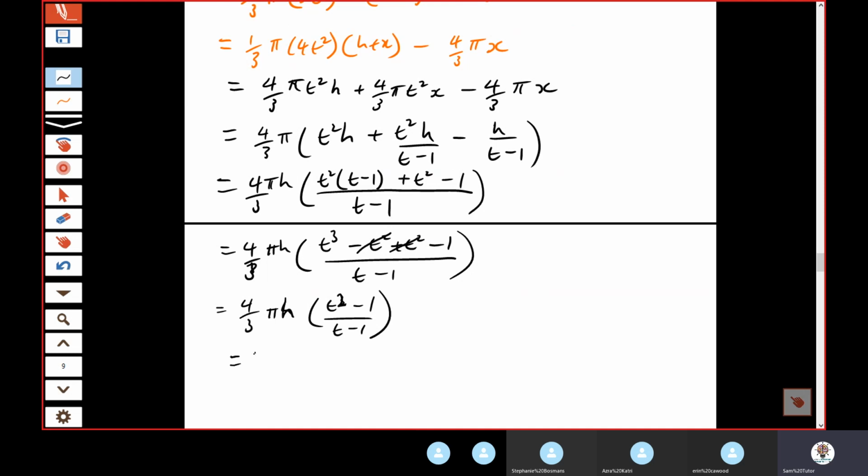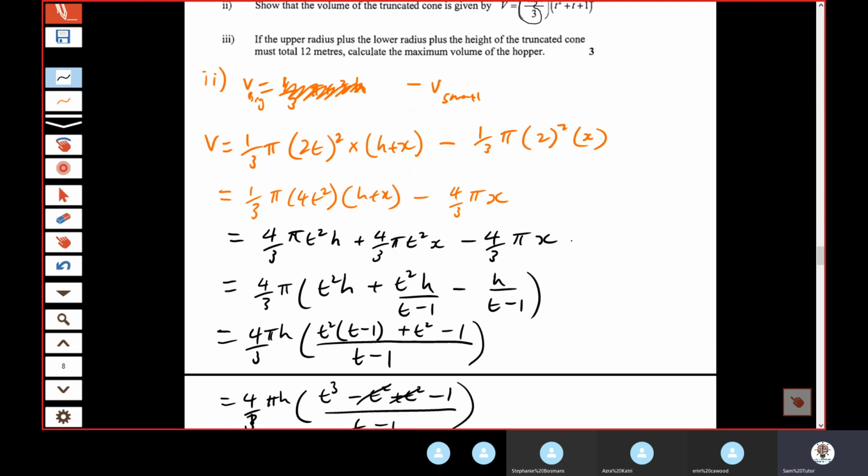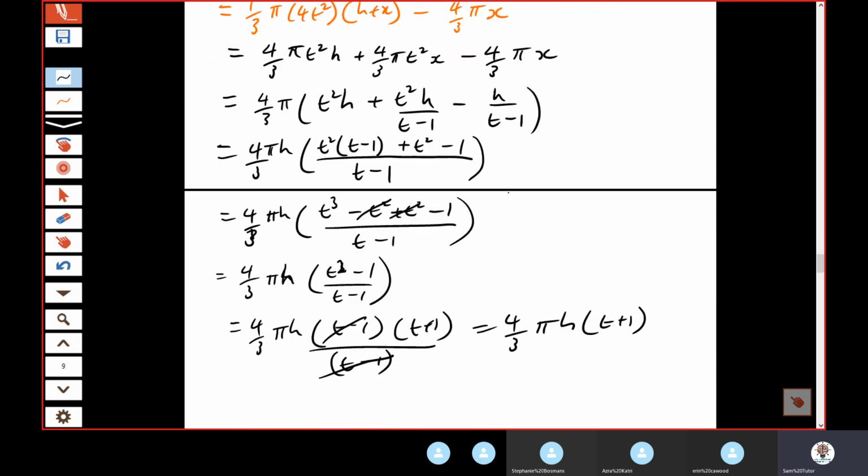So then equals 4 on 3 pi h t minus 1 t plus 1 on t minus 1. These will cancel out and then you're technically done. 4 on 3 pi h t plus 1. It would have been the same result if it was a cubic, except for a cubic you would have had a plus t squared, as you can see there. Exactly t plus 1, but the plus t squared. But that's okay. No drama. It's more the algebra that was required.